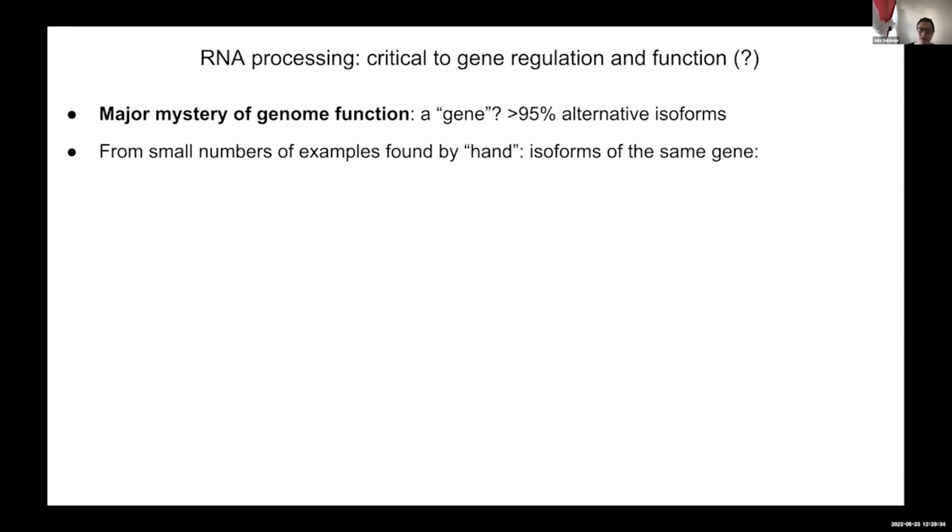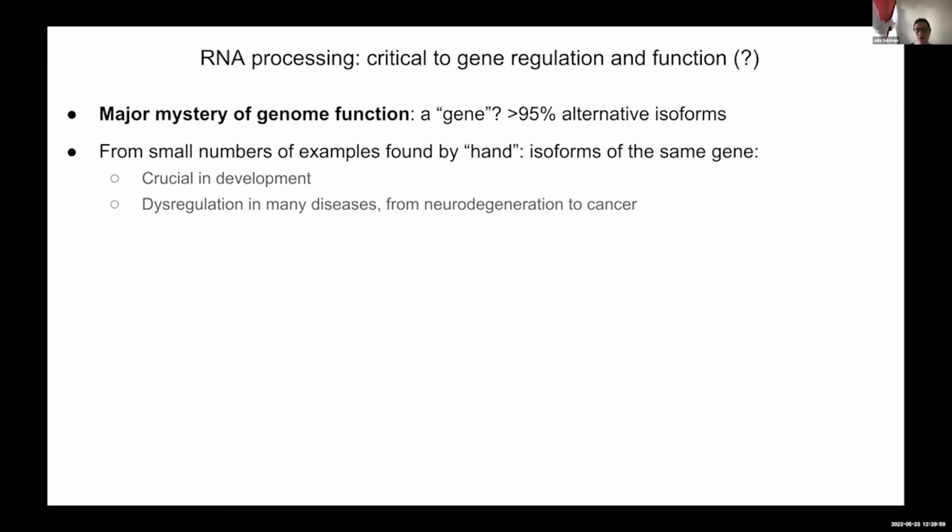The reason that I'm especially interested in this is that over the years, molecular biologists have done painstaking, very difficult, and very important work characterizing small numbers of different variants of the same gene, which I'll call isoforms, and found some fascinating, important functional features of them. They are crucial in development. Their dysregulation is now known to cause myriad diseases. Probably the first disease known to be caused by dysregulated RNA isoform expression was a neurodegenerative disease, but today we appreciate that they also cause diseases like cancer and other complex diseases, including autoimmune diseases.